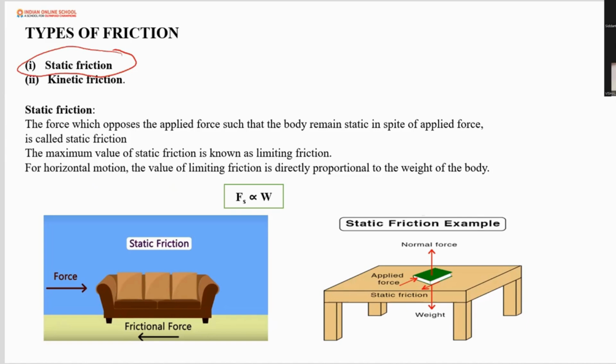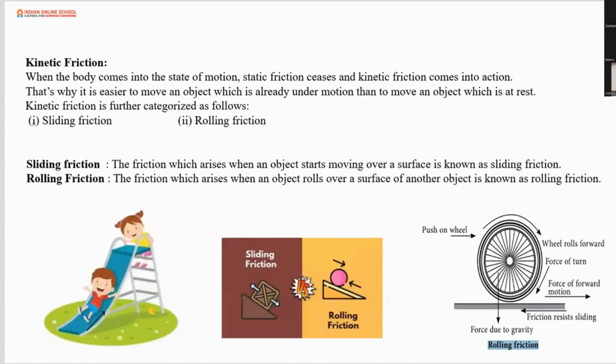Static friction. And when some object is moving, at that point of time also there is friction force acting, right? And that friction force is called kinetic friction. And if the static friction is at maximum, then that is called limiting friction. If static friction is maximum, then it is called limiting friction.